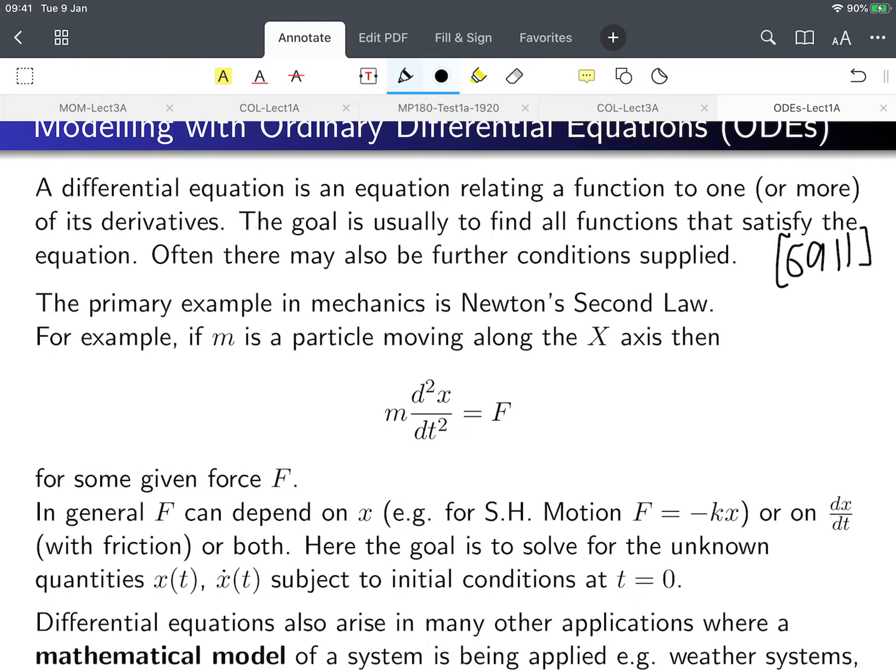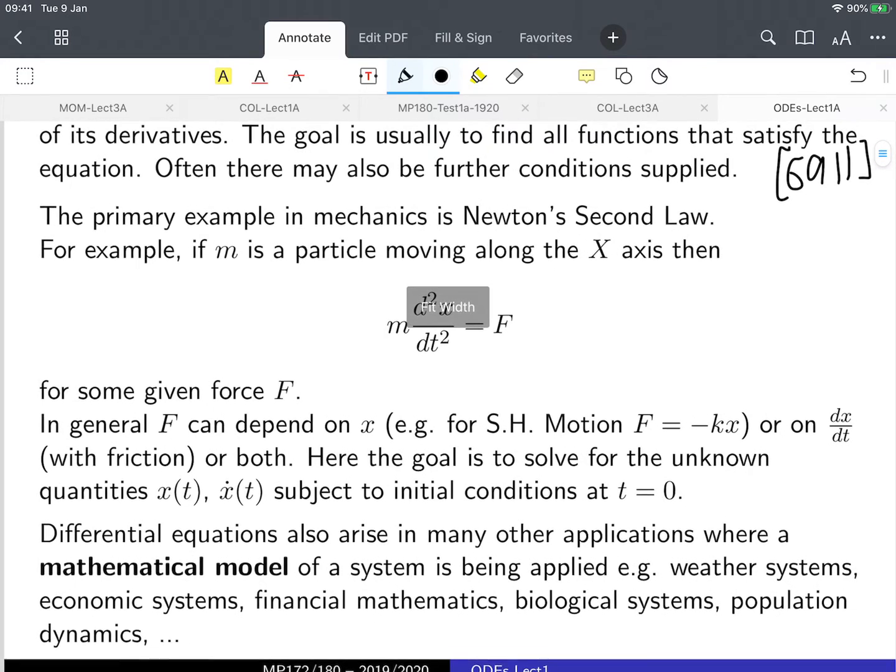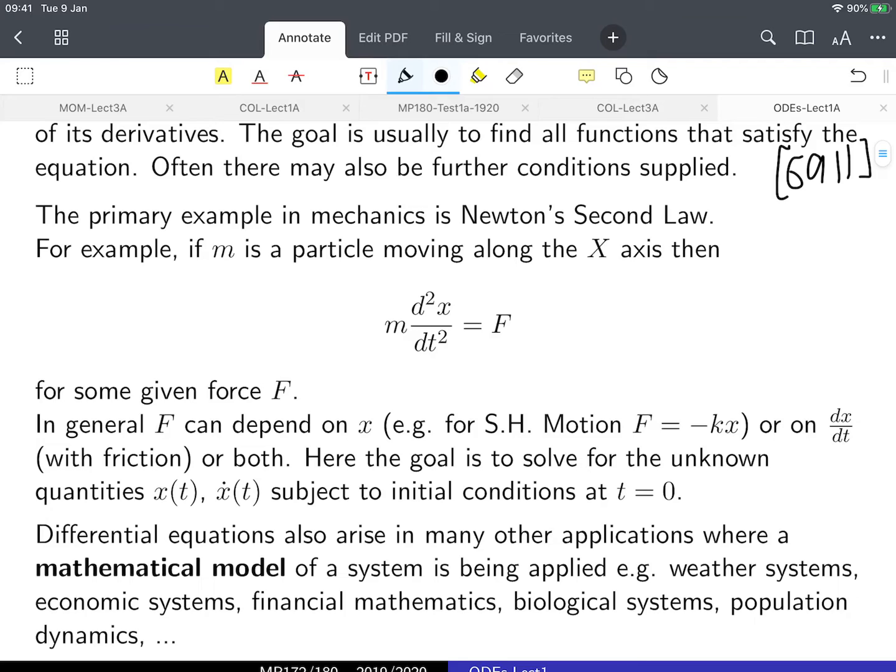Okay? And they also arise in many other applications where a mathematical model is being applied: economics, financial maths, biology, population, chemistry, radioactivity. We'll see a few simple examples, but where it's still possible to make progress, solve the equation, and get a good estimate of what's going to happen. It's all modeling. You make one or several assumptions, try to get a nice equation, try to solve it, make predictions, and then you confront them with experiments, and you decide whether the model is accurate or not. Okay? So this is all the blah blah.